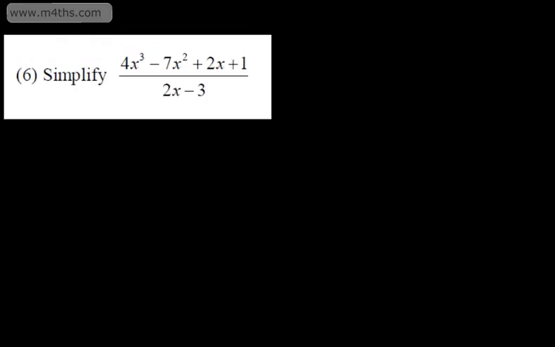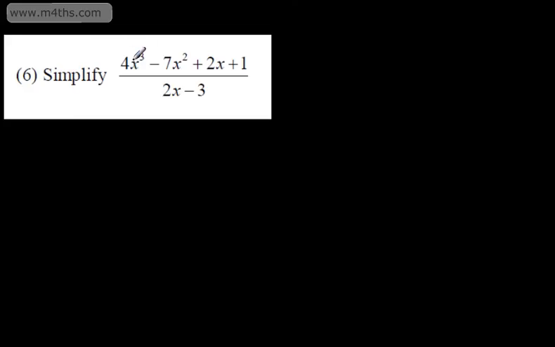Okay, let's look at question number 6. We're asked to simplify 4x cubed minus 7x squared plus 2x plus 1 all over 2x minus 3. Again, exactly the same as we're doing before. What we're going to do is find a quotient and remainder. The difference with this one is that the coefficient on the term in x is 2. That just makes things slightly more fiddly.